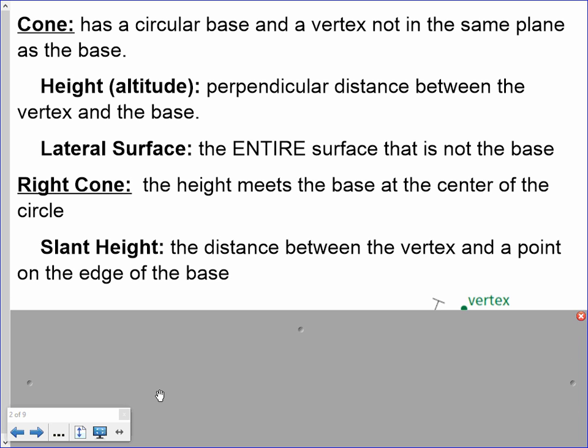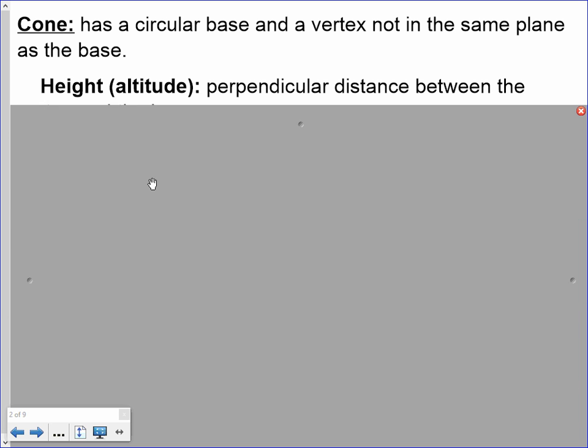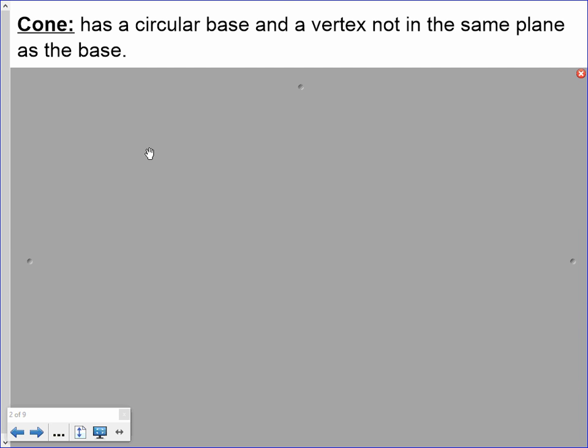I'm not going to have you write all this vocab down because you have a picture and we've gone over most of it, but I think it would be worth writing down what a cone is by definition. So a cone is kind of like a pyramid, but it has a circular base, and then it has a vertex that's not in the same plane as the base. So it doesn't necessarily have to be directly above it, like in the center, but it's somewhere above it. So there's some space up at the top where you can write the definition of a cone.